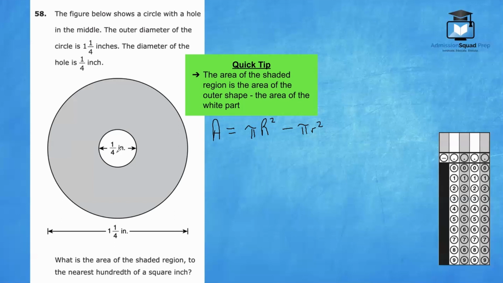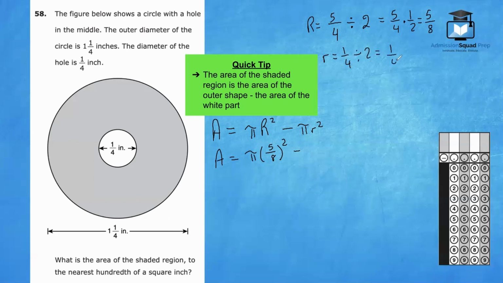Since the radius is half the diameter, we will take the diameter of the larger circle, which is 5/4. That is how we convert 1 1/4 into an improper fraction, and we will divide that by 2. So we have 5/4 times 1/2, which gives us 5/8. That's the radius of the larger circle. So our area is pi times 5/8 squared. The radius for the smaller circle is 1/4 divided by 2, which is 1/4 times 1/2, which becomes 1/8. So the area of the smaller circle is pi times 1/8 squared.